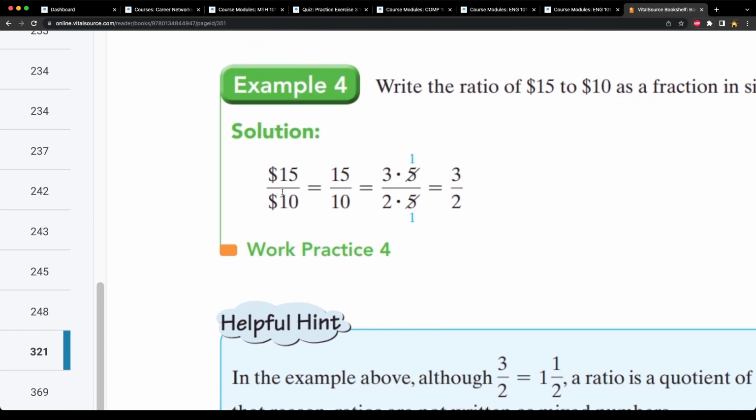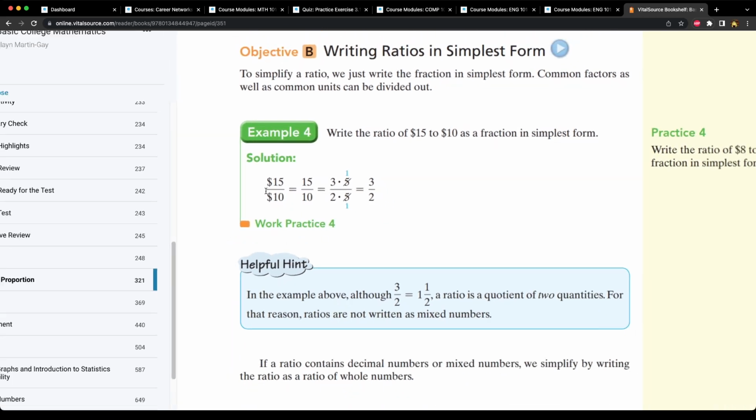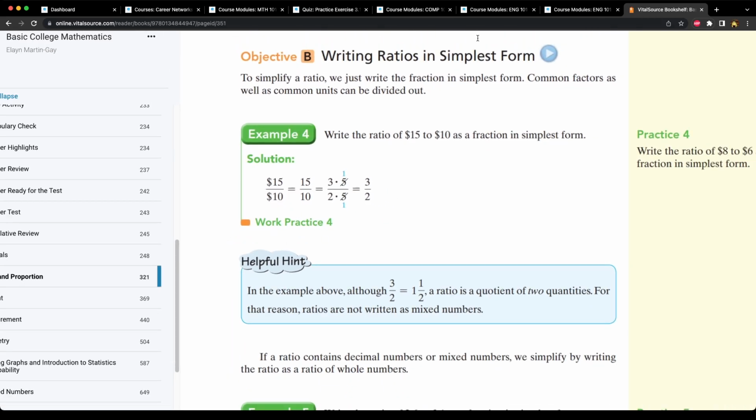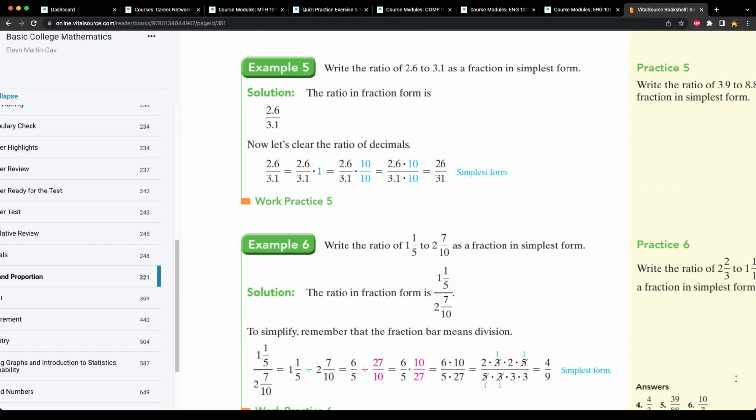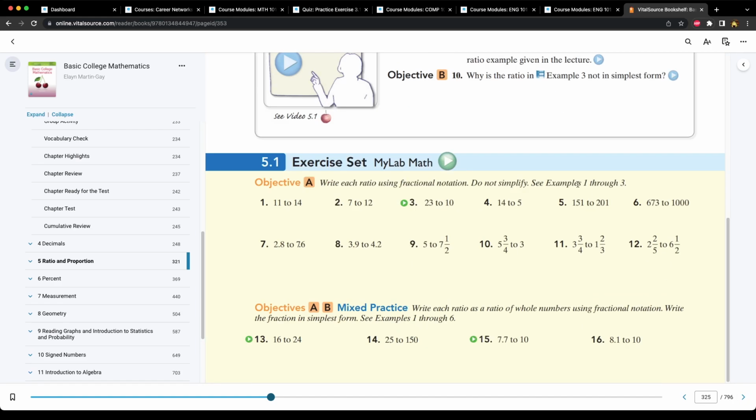Please do your best to look over these examples, because they are everything that you need. When I'm checking your work or doing some tutoring, I like using the book, because the book covers everything you need. Your homework has a lot of these questions in the examples. Let's look at the exercise set. Here, it tells you objective A, write each ratio using fractional notation. It tells you do not simplify, but it also tells you where to find these: see examples 1 through 3. So actually take the time to look through them.